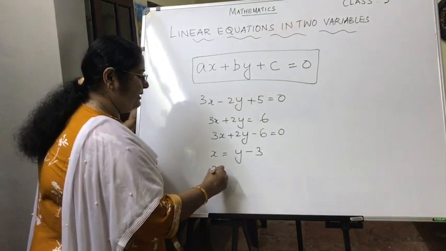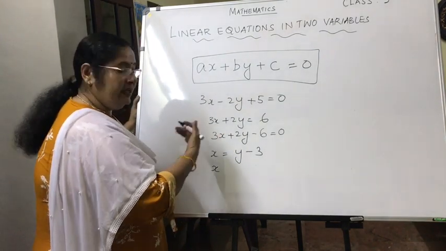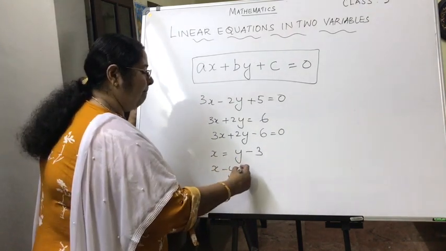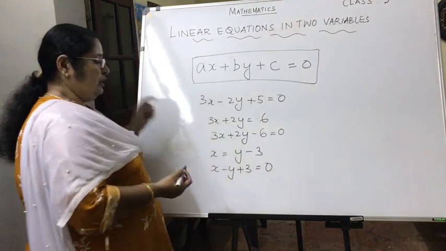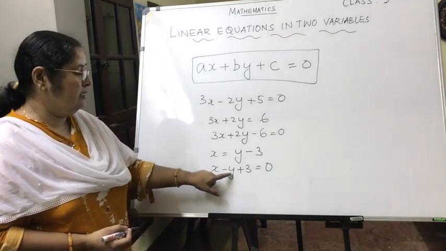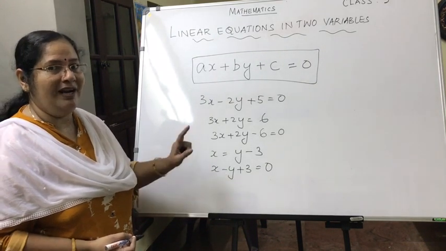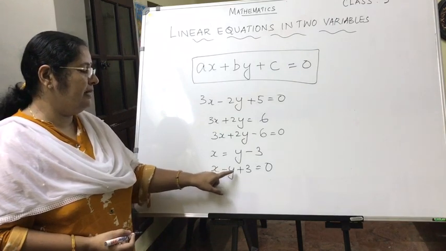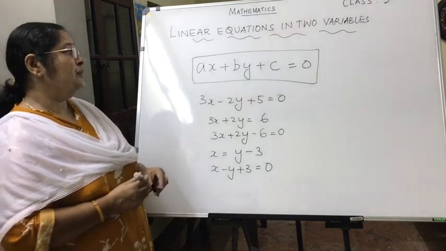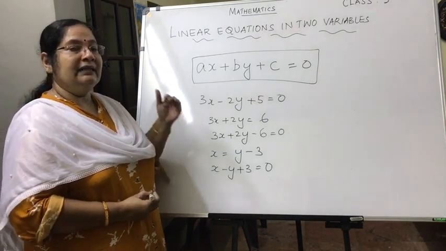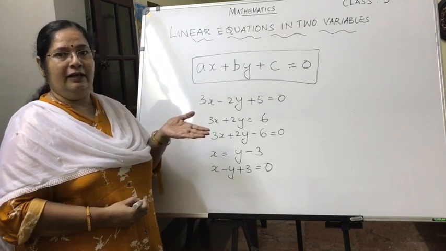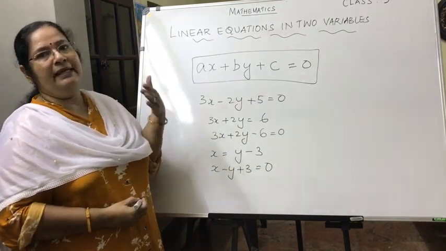So it becomes x. This y, when it is transported to the left side, becomes -5. And -3, when you bring it to the left hand side, becomes +3 equal to 0. So now what are the values of a, b and c? What is the coefficient of x? 1. What is the coefficient of y? -1. So a is 1, b is -1 and what is the value of c? +3. So, understood how to write a given linear equation in two variables in the standard form if it is not given, and to find the values of a, b and c.